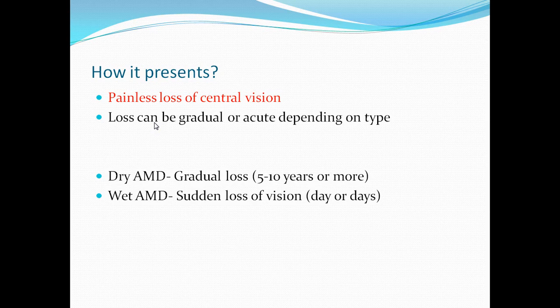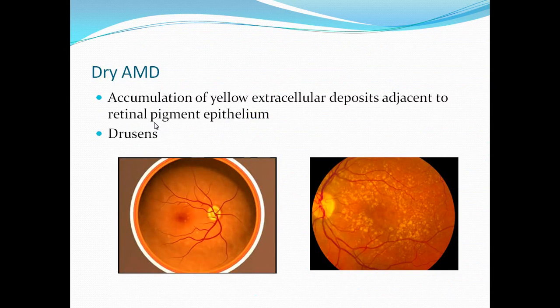Just opposite to this, wet AMD presents with sudden loss of vision, which can happen in a day or in a matter of few days. The yellow deposits around the macular area at the level of retinal pigment epithelium is the characteristic finding in dry AMD. These are called drusen.